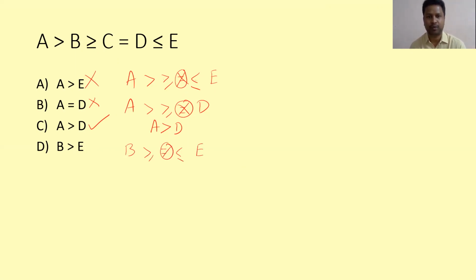See this, equal to, you can ignore it. Both are in opposite directions, but both have an equal symbol. So I can say B is equal to E is possible. The word 'possible' should be there. B is equal to E is possible because the symbols are opposite, but both have an equal symbol. But here they give B is greater than E. So this is wrong. So the answer is C.